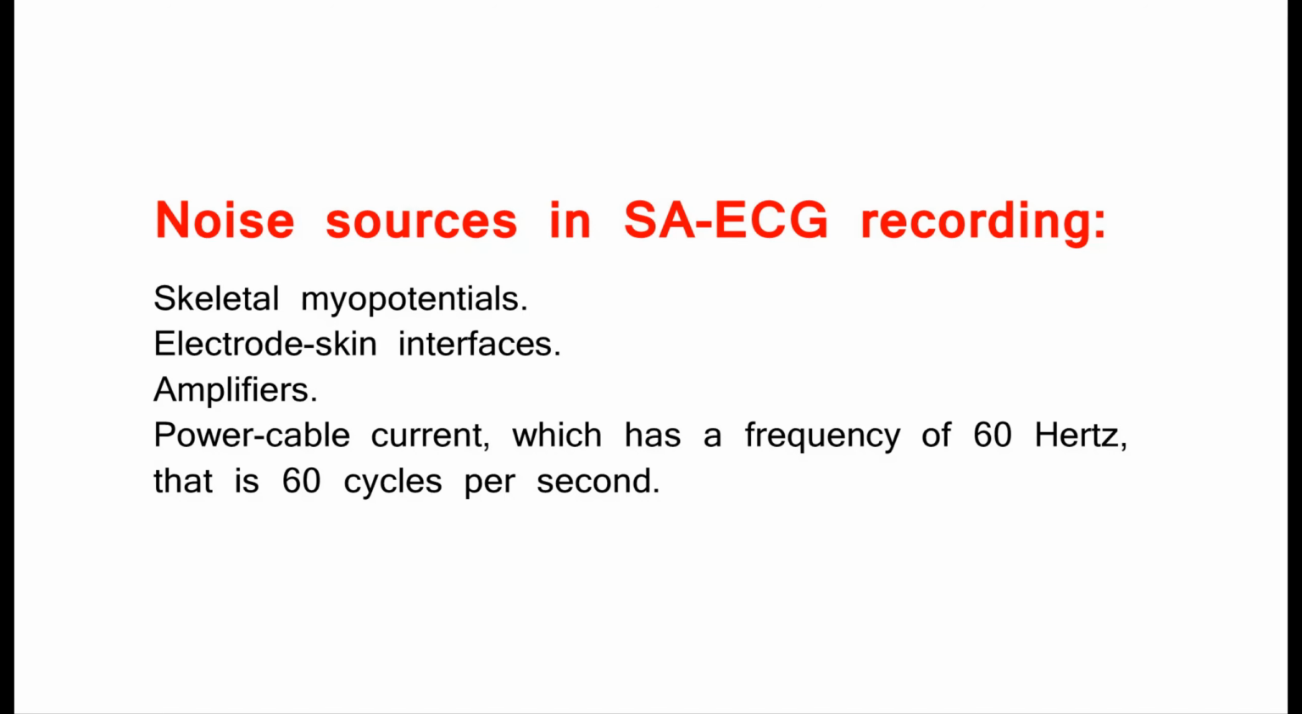Noise sources in SAECG recording. Skeletal myopotentials. Electrode skin interfaces. Amplifiers. Power cable current, which has a frequency of 60 Hz, that is 60 cycles per second.